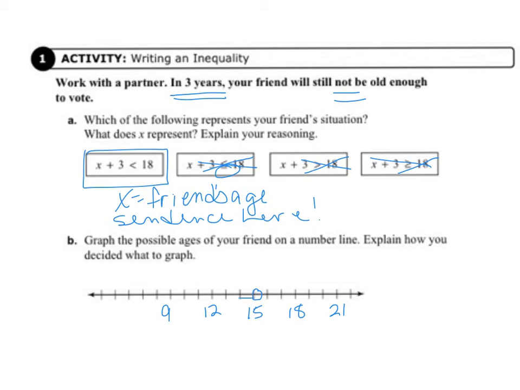So I'm going to leave that an open circle, and I'm going to put everything to the left on my graph. So that means that 15 is not included in my solution, but everything to the left of 15 is. So that's what my graph should look like. Yours might be a little bit neater, I hope.